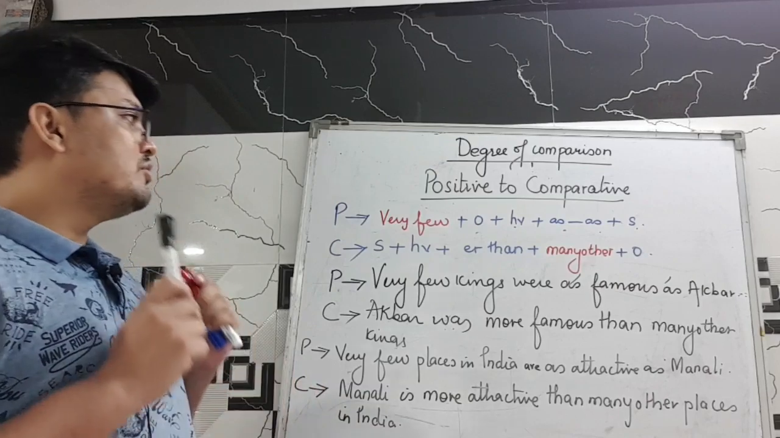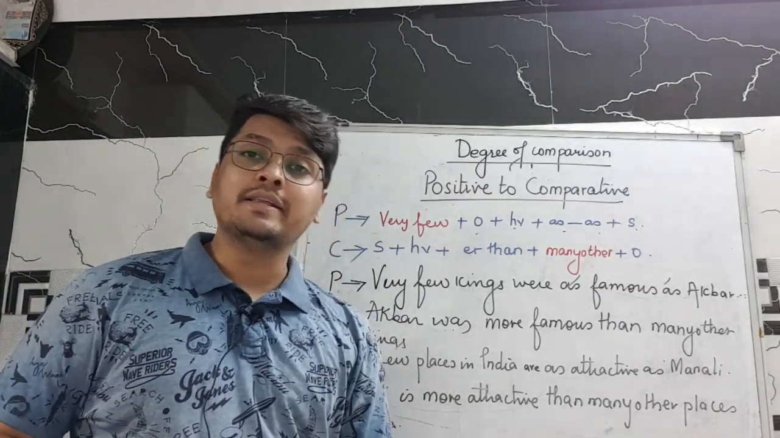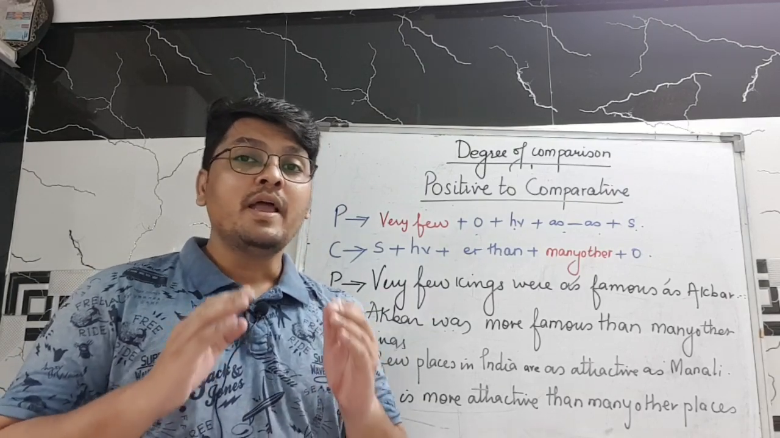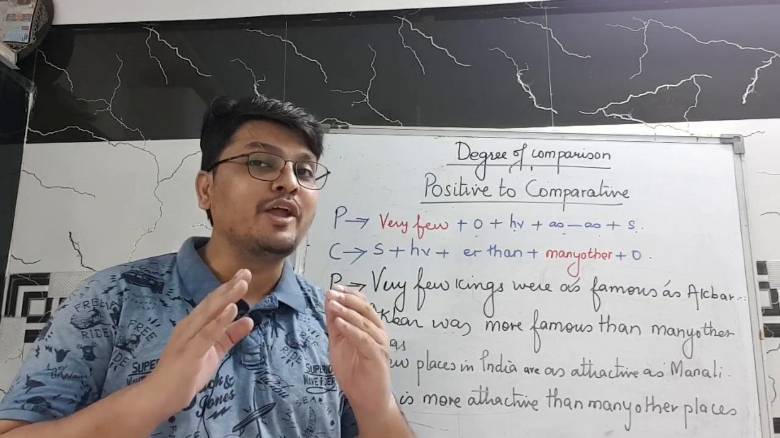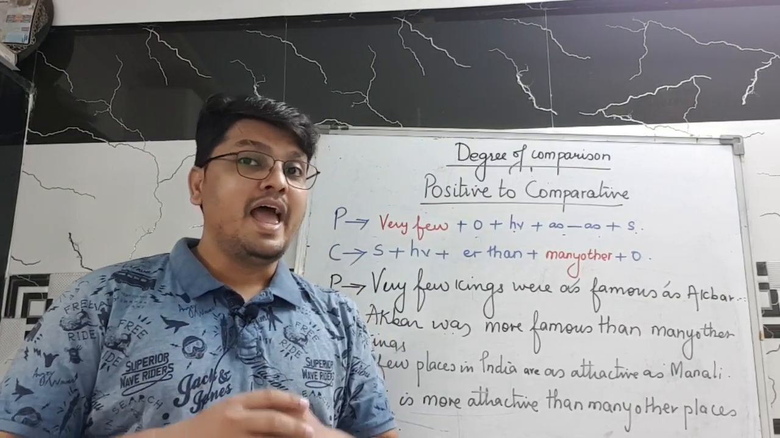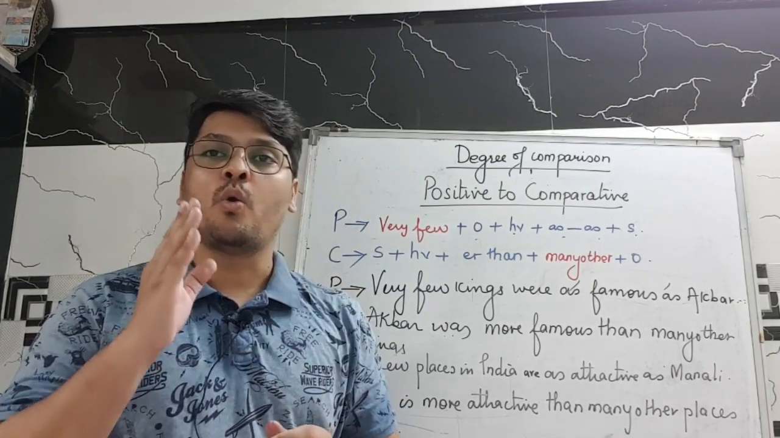So now students, you have to be very careful in using any other and many other. Any other will be used when you see no other in the beginning of positive degree. And you will see many other when positive degree starts with very few.